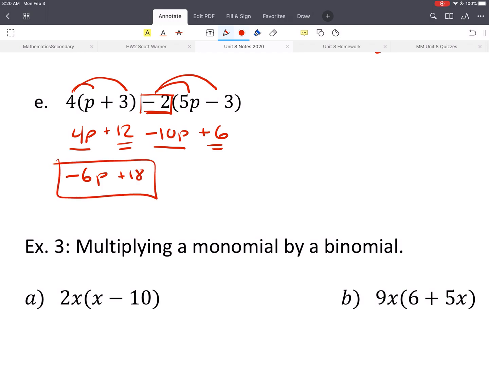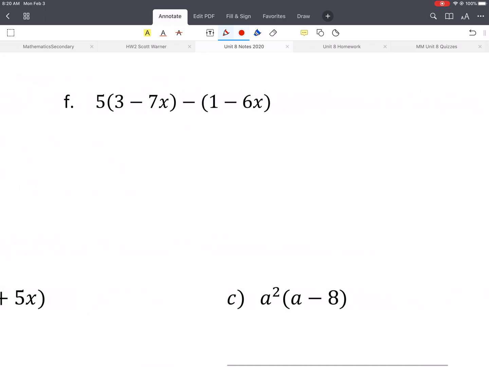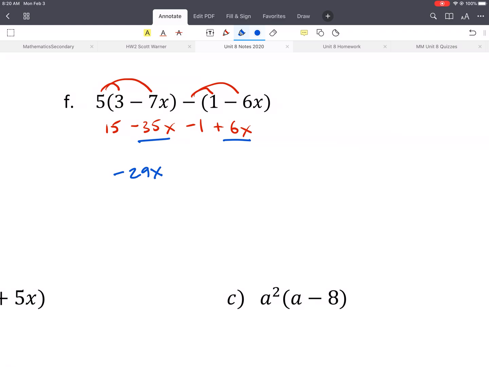All right, and then we have f as well, same deal. So 5 times 3 is 15. 5 times negative 7 is negative 35x. Distribute the negative 1, and distributing a negative times a negative gives you a positive 6x. And then we'll combine like terms again. So these are like terms. That gives us a negative 29x. And then we have our constants. That gives us a plus 14.